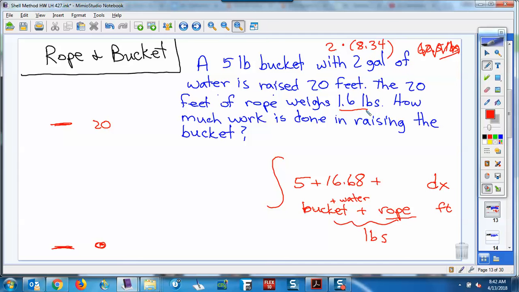Ideas for how to write this. A couple different ways you can do it. How much is the rope going to weigh down here, when we first start pulling, right? How much is it going to weigh when we're up here? 0, right? What do you think? If we let Y be the weight of the rope, if we let Y be the pounds, what do you think? 1.6 divided by 20 would be your pounds per foot, right? Okay, 1.6 divided by 20 is pounds per foot times X.